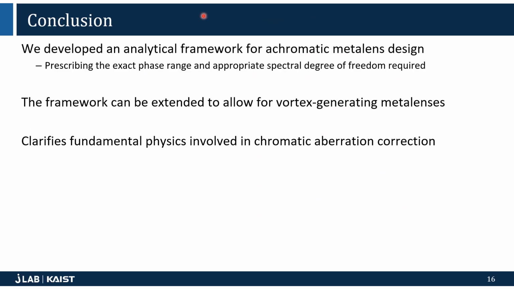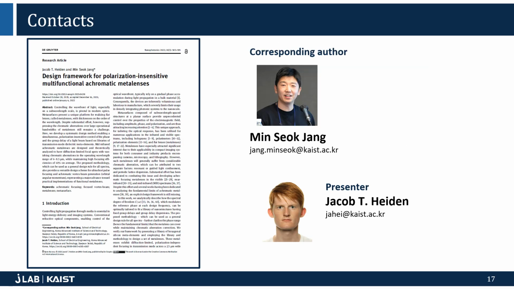So, to conclude, we developed an analytical framework for achromatic metalens design where we prescribe the exact phase range and appropriate spectral degree of freedom. The framework can be extended to allow for vortex-generating metalenses, and this framework has clarified fundamental physics involved in chromatic aberration correction.